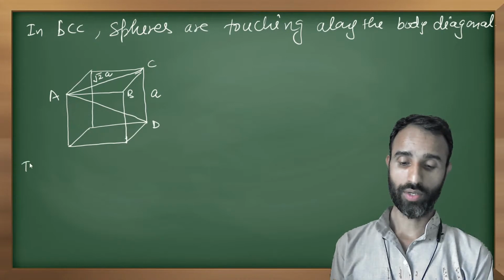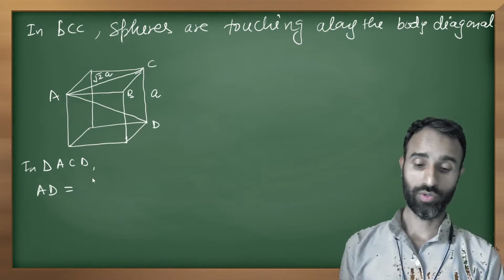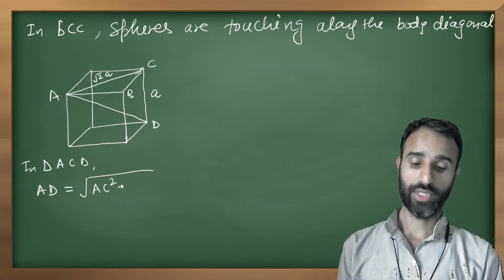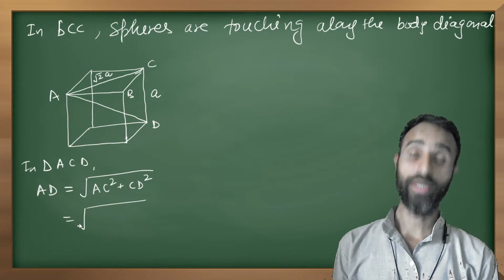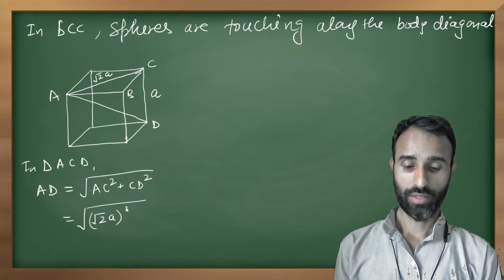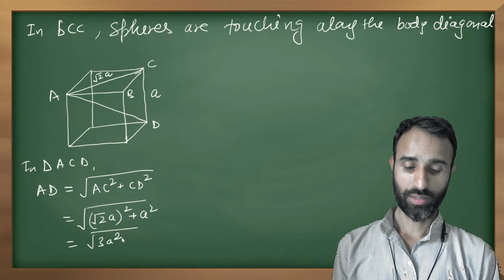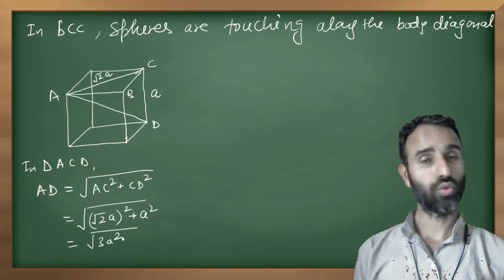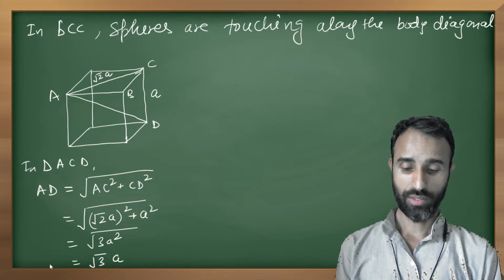So in right angle triangle ACD, AD is equal to the square root of AC square plus CD square, and AC we have calculated in FCC. So it is root of (root 2 A) square plus A square. So it is 3A square. Root 2 A square means 2A square plus A square. So 3A square means root 3 A. So AD is equal to root 3 A.